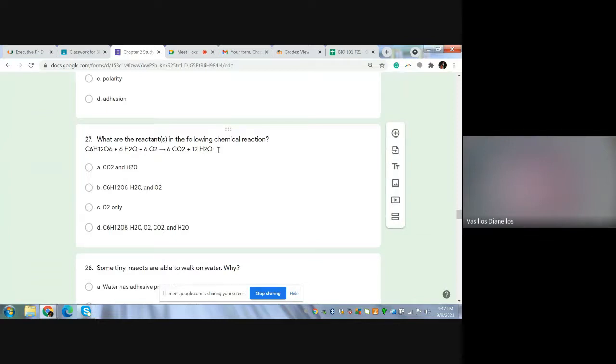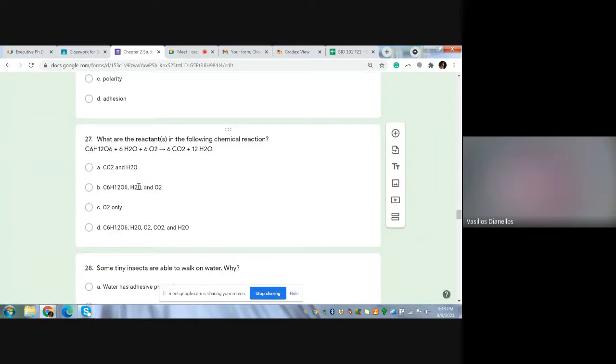Okay. I never specifically showed you anything like this in the lecture, but I did show you a chemical reaction, and I did tell you that in this class, reactants will always be on the left, products will always be on the right, and the arrow always points away from the reactants and towards the products. So even though you've never seen this before, you should have recognized it for that reason. And the question is, what are the reactants? So it's these, right? The C6H12O6 and this H2O and this O2.